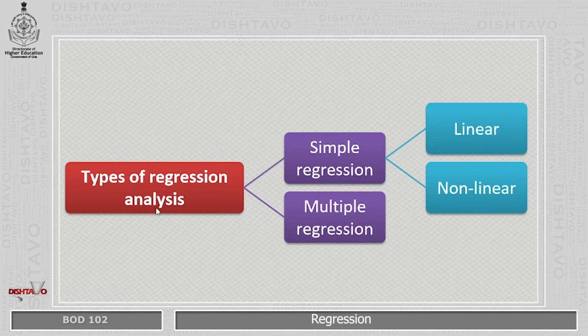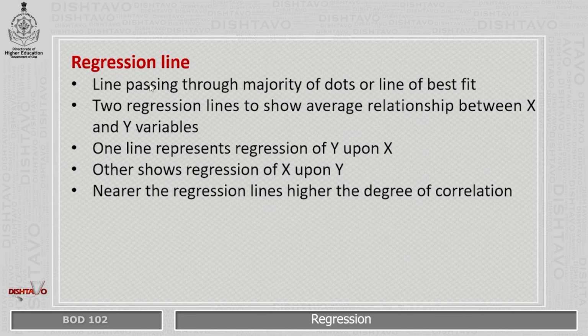There are several types of regression analysis. It is simple regression and multiple regression, and simple regression is divided into two other classes, that is linear and non-linear regression. Now we'll see what are regression lines.